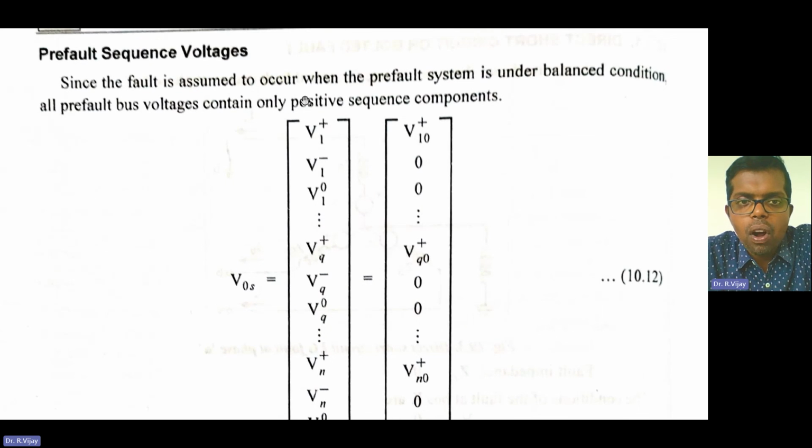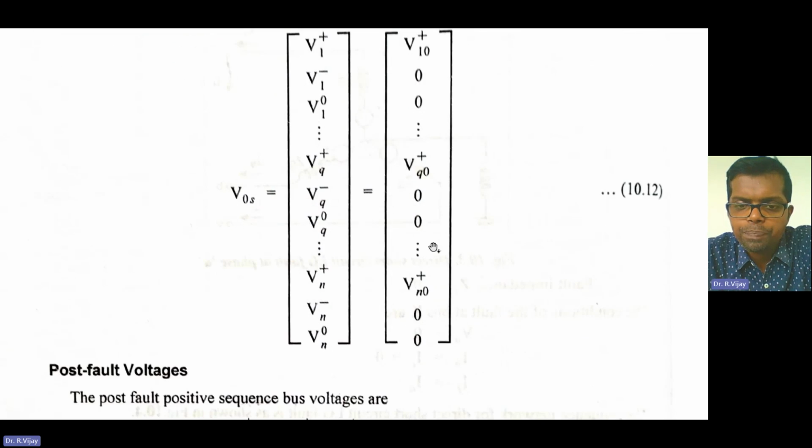Because the fault is assumed to occur when the pre-fault system is under the balanced condition, the pre-fault voltage contains only the positive sequence component. So all other negative and zero sequence components are 0 here. So this is the pre-fault bus voltage, as mentioned here.